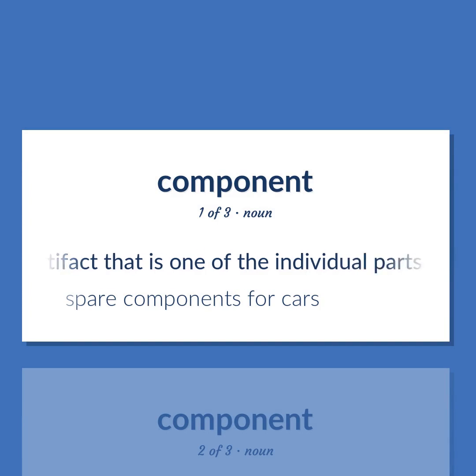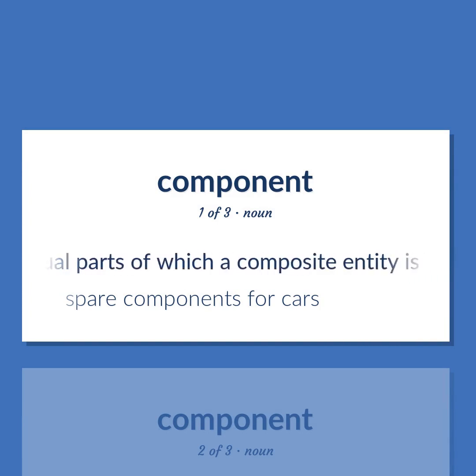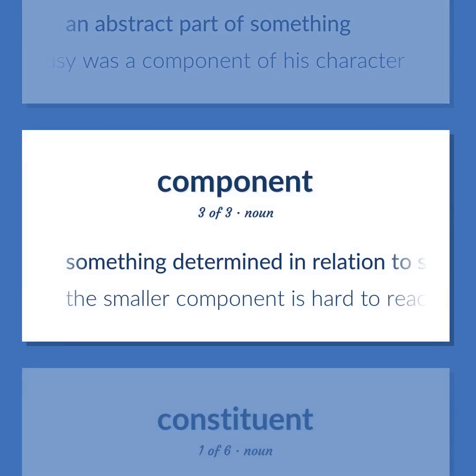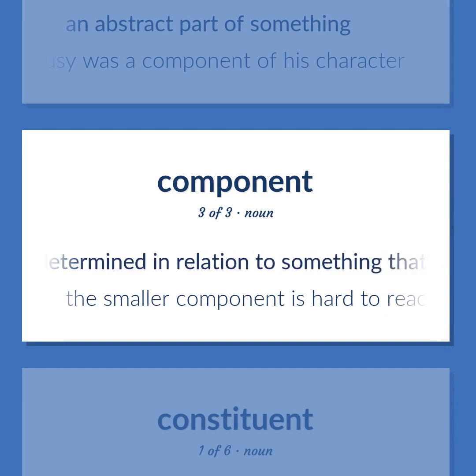An artifact that is one of the individual parts of which a composite entity is made up, especially a part that can be separated from or attached to a system. Spare components for cars. An abstract part of something. Jealousy was a component of his character. Something determined in relation to something that includes it. The smaller component is hard to reach.